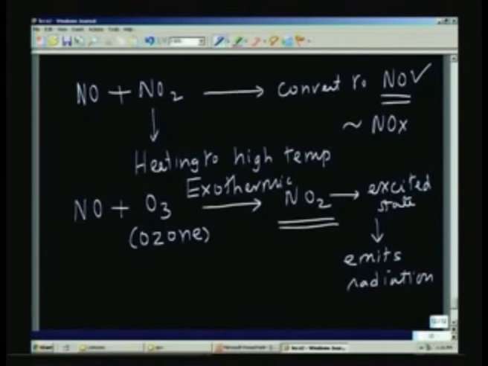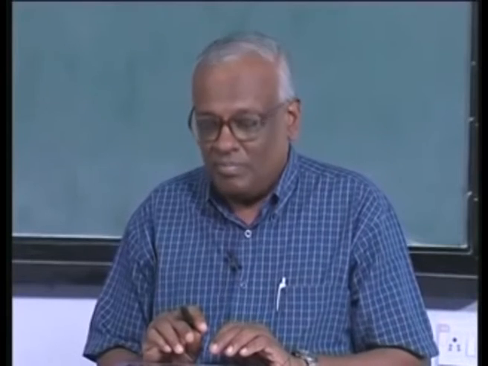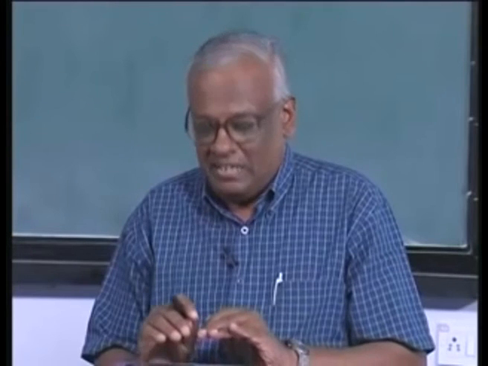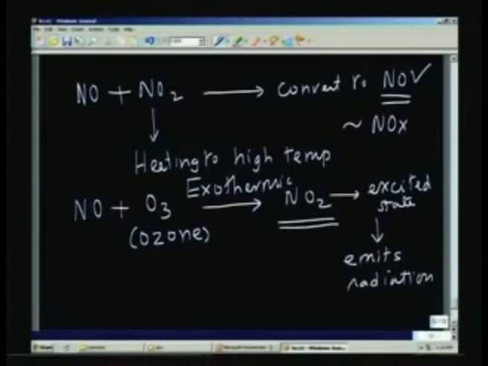How did it reach the excited state? NO was reacted with ozone, and because the reaction is exothermic, it leads to nitrogen dioxide, which is in the excited state because of the high temperature. The temperature goes up because of that, and this emits radiation. So, finally we have NO2 in the excited state. Of course, not all of them will be in the excited state. At any particular temperature, there is an equilibrium.